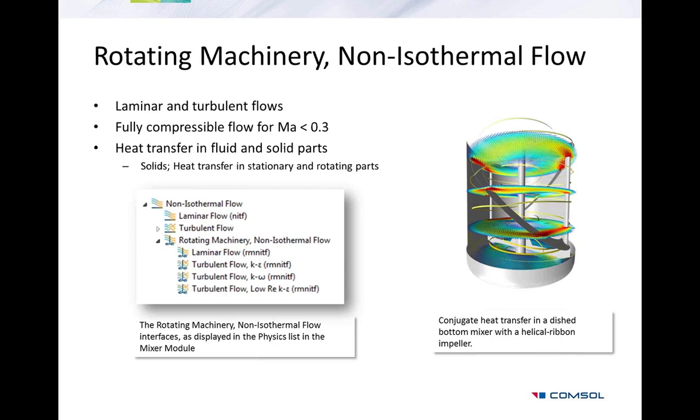One of the two exclusive multiphysics interfaces in the mixer module is the rotating machinery non-isothermal flow interface. Similar to the rotating machinery flow interfaces, it models laminar and turbulent flows, including fully compressible flow for Mach numbers less than 0.3, and in addition, heat transfer in fluid and in solid parts. The figure here shows a simulation of conjugate heat transfer in a dished bottom mixer with a helical ribbon impeller.